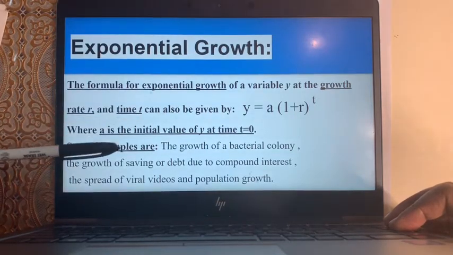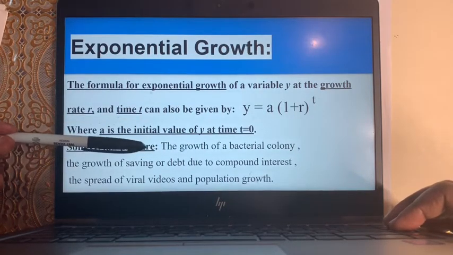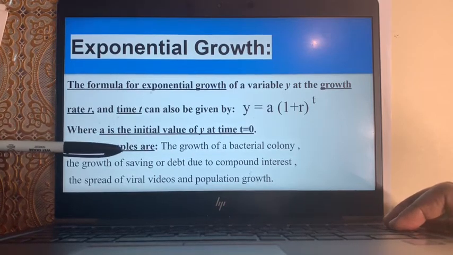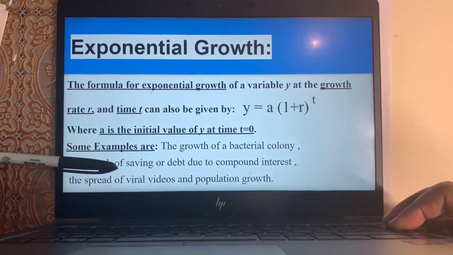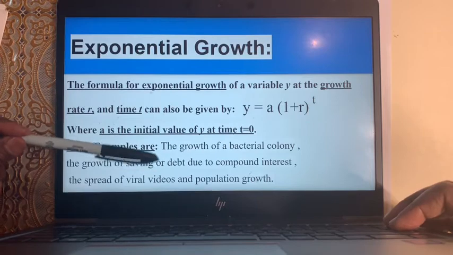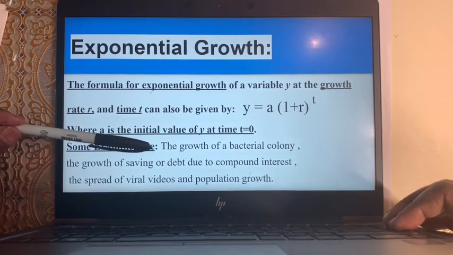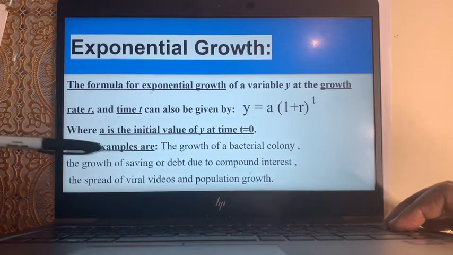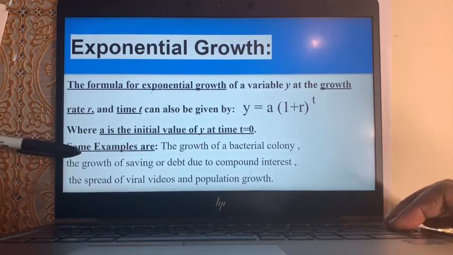Some examples of exponential growth are the growth of a bacterial colony, the growth of savings or debt due to compound interest, the spread of viral videos, and population growth. All these are applications of exponential functions, where we are modeling exponential functions to fit real life situations.